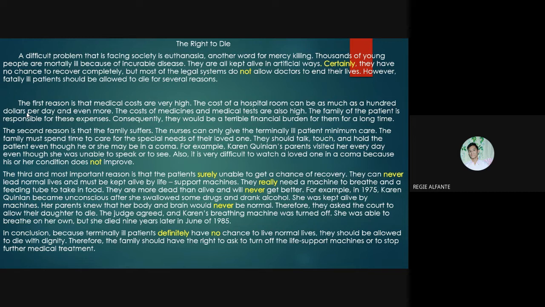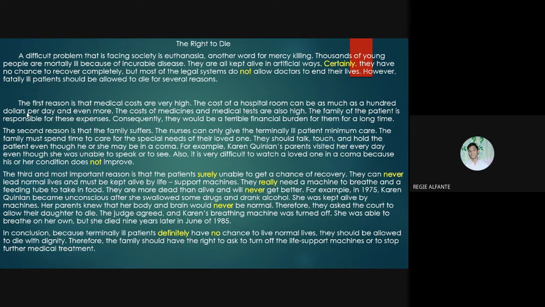For example, in 1975, Karen Quinlan became unconscious after she swallowed some drugs and drank alcohol. She was kept alive by machines. Her parents knew that her body and brain would never be normal. Therefore, they asked the court to allow their daughter to die. The judge agreed and Karen's breathing machine was turned off. She was able to breathe on her own, but she died 9 years later in June 1985.